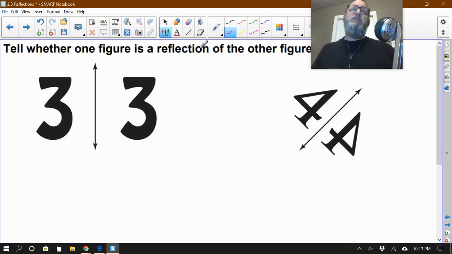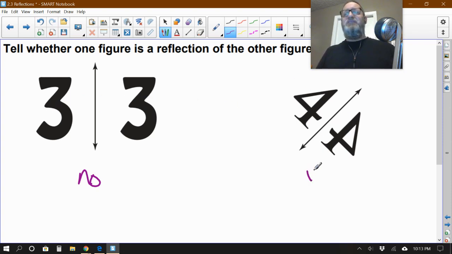Tell whether one figure is a reflection of the other figure. Is this one? Yes or no? What do you think? Nope. No, that would have been flipped over. This 3 would have been sort of backwards. I don't even think I could draw a backwards 3. But it is not flipped over. This was just slid over. Kind of like the 4 here.